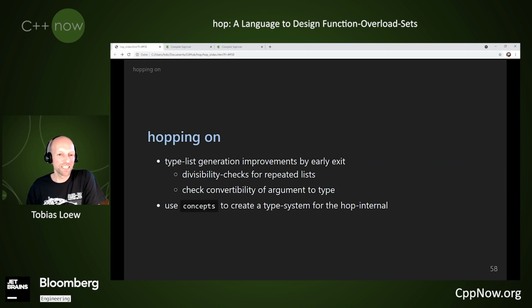And of course, we could use concepts inside the library to create a type system for the internal structure of the library, because currently the use type is an empty list, and this at some point is quite messy when you pack all your support types in a large list. You always have to know at which index which type is stored, and concepts could help here a lot.